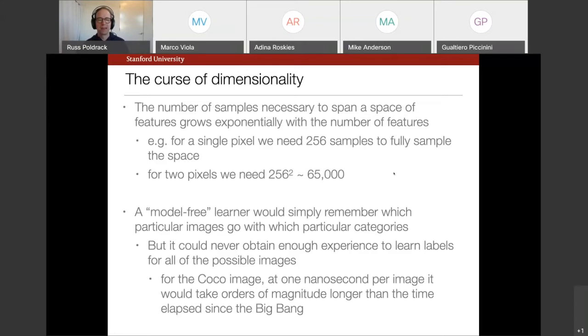The problem is that you could never obtain enough experience to learn the labels of all the possible images, even for that small 1400 by 1000 image space. If you learned them at 1 nanosecond per image, it would still take orders of magnitude longer than the time elapsed since the Big Bang to see and remember all of the possible combinations of images and labels. That's not how we do it. I mean, some types of learning probably do occur in a model-free way, but clearly our learning of category labels for images is not occurring in a model-free way.